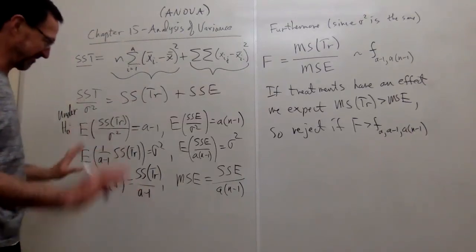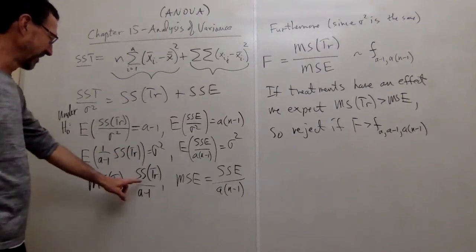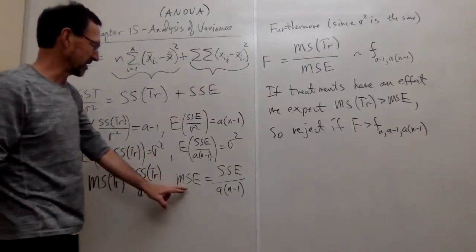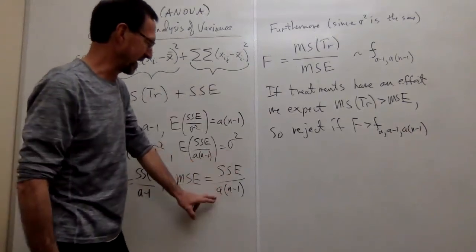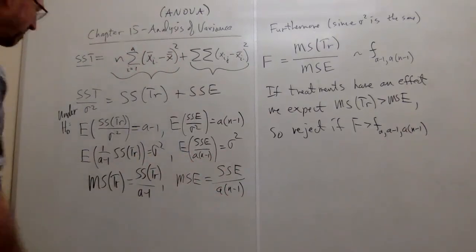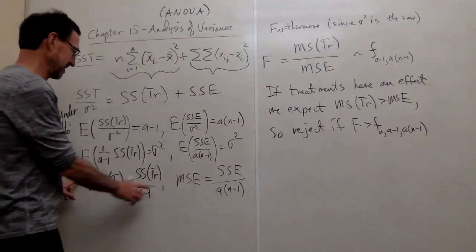Subtract by 1 to make things unbiased, you know that. So it's kind of like this is the average per treatment. And then we also want to talk about MSE, which is also kind of like an average. Divide by A times N minus 1. So those are the quantities MSTR and MSE.